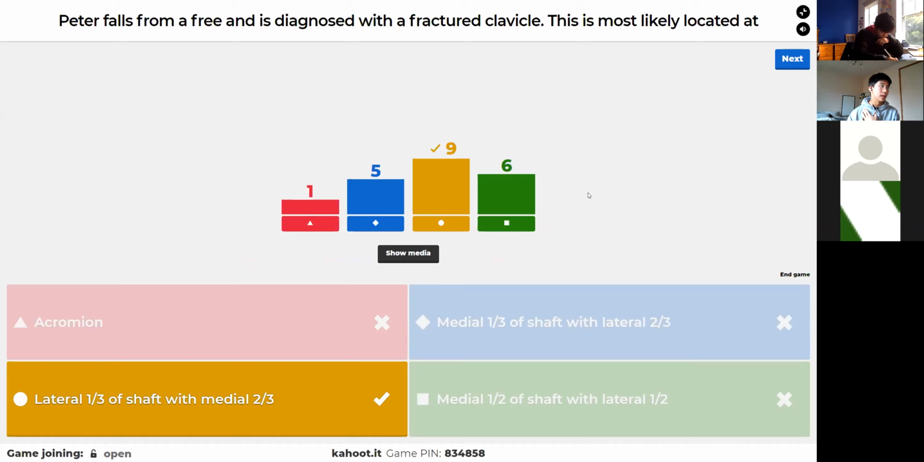Yep, so that's a little bit of a landmark to know about where a fractured clavicle is most likely to occur. Yep, and then your acromion is, yeah, a bit further off.